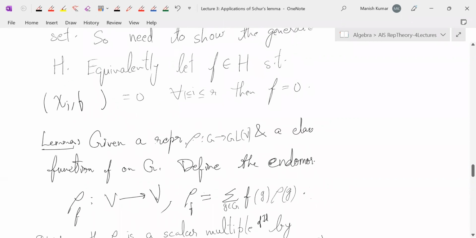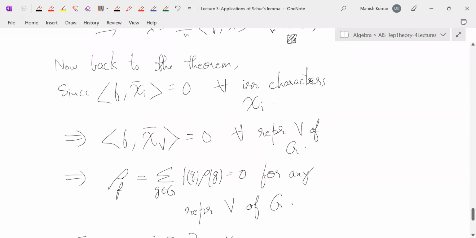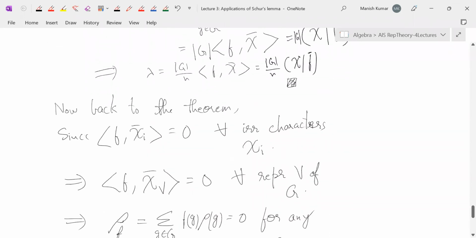So what do we have to prove? If chi, f is 0 for all i between 1 and r, then we want to conclude that f is 0. So let me just edit this part a little bit. Now going back to the theorem, chi i, f is 0 for all irreducible characters. This also means that chi i, f bar is also 0.